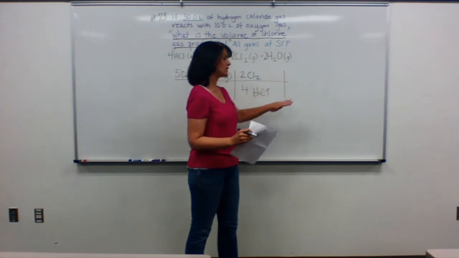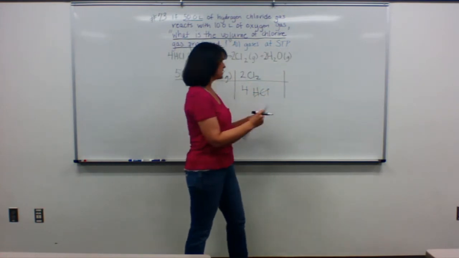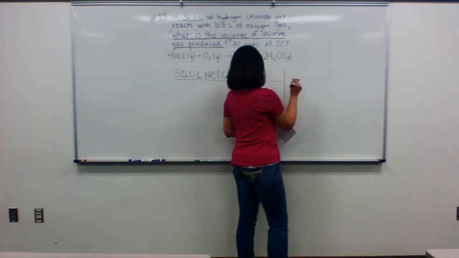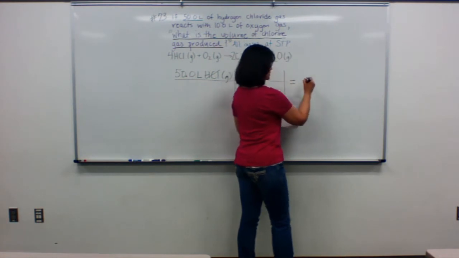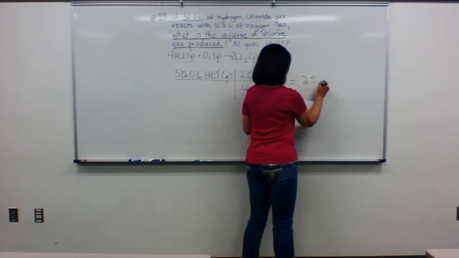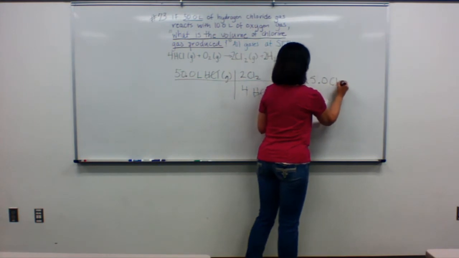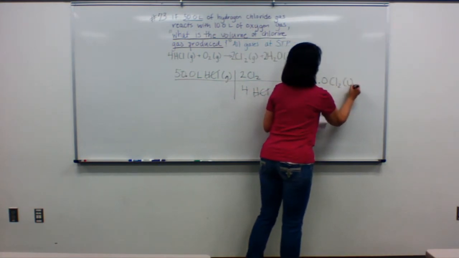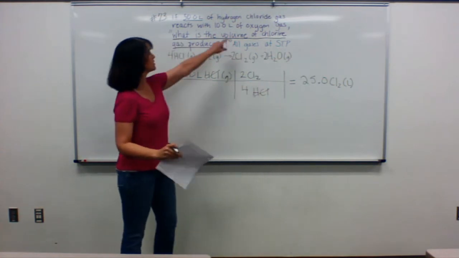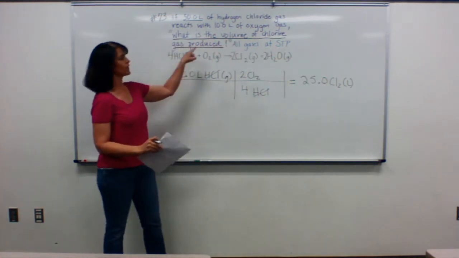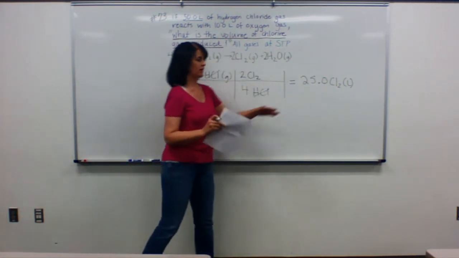Your 100 is then going to be divided by your 4. So in the end, you're going to end up with 25.0 liters of Cl2. That's the product that you're trying to yield, so your volume of chlorine gas. This is the first product.